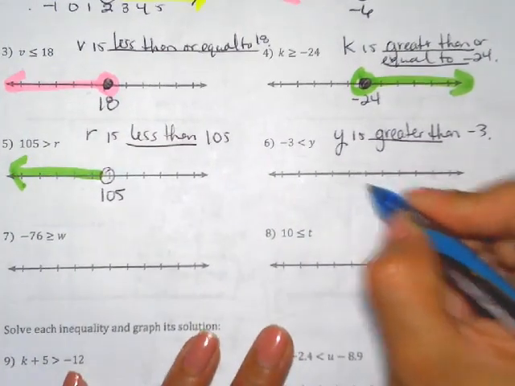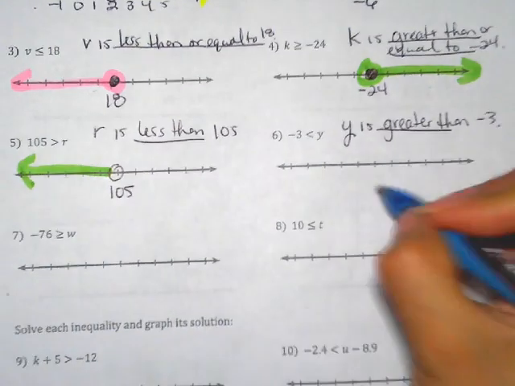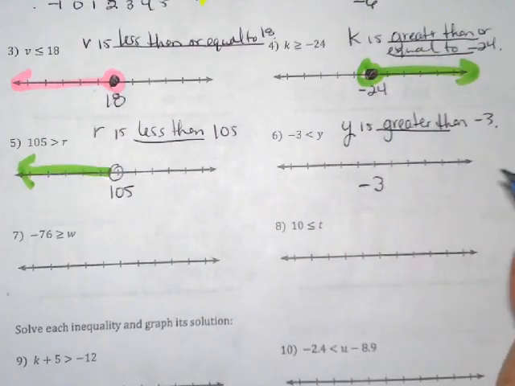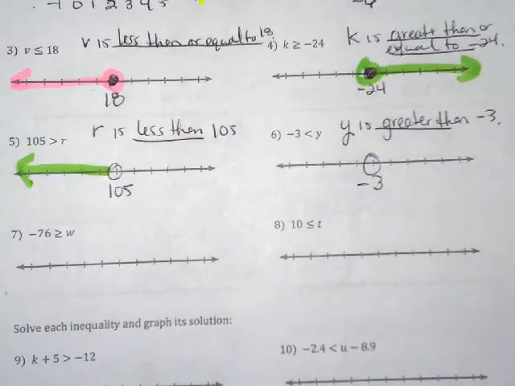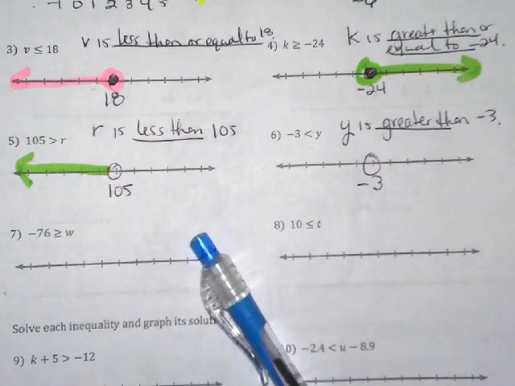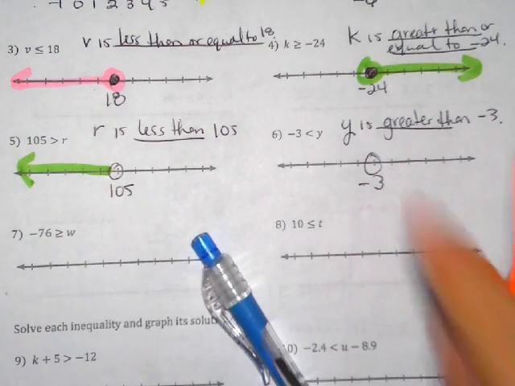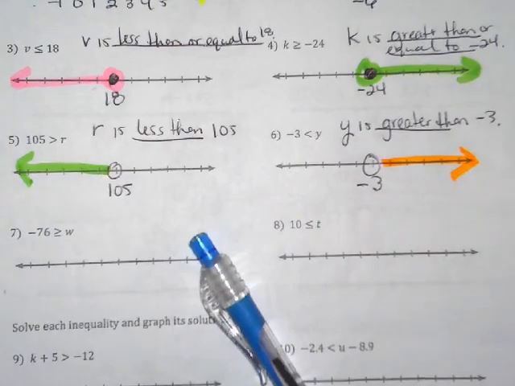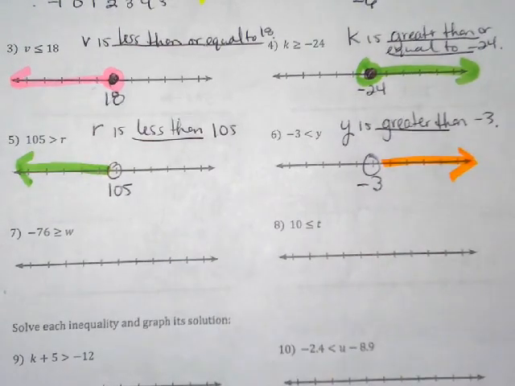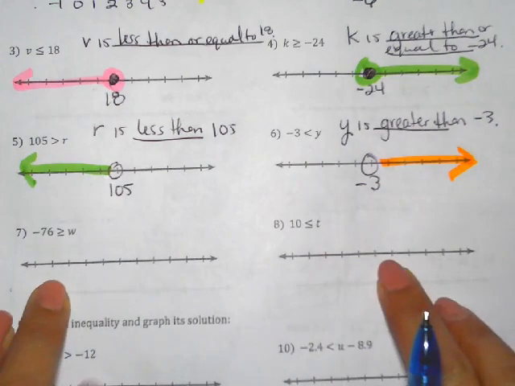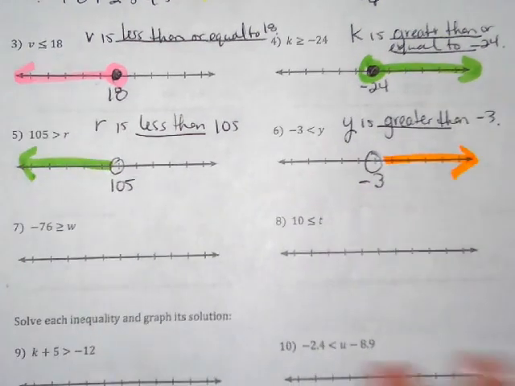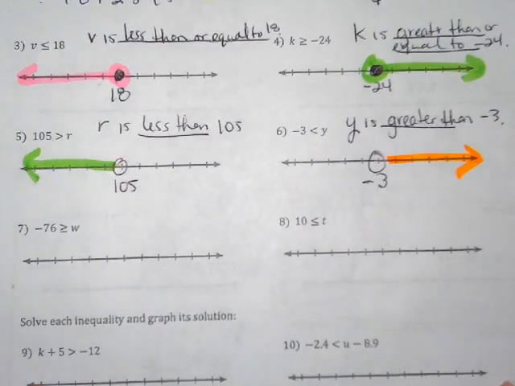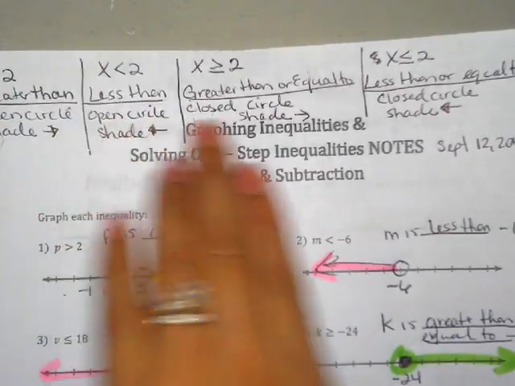Be careful. Open or close circle? Open. We shade to the right or to the left? To the greater than is to the right. Okay. For the sake of time, we're going to skip 7 and 8. So that was just a little practice on how to graph inequalities. If you get stuck, please go back and read your notes up here. Number 9.